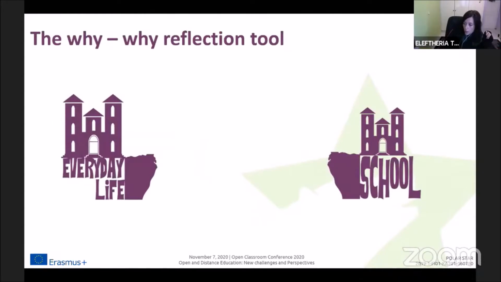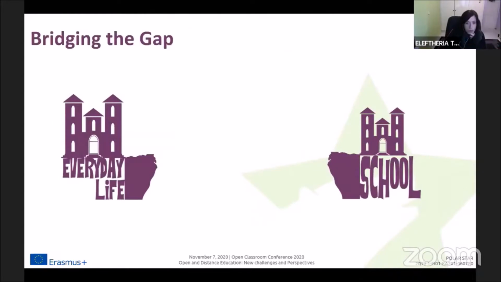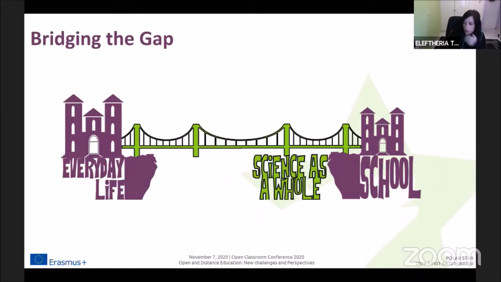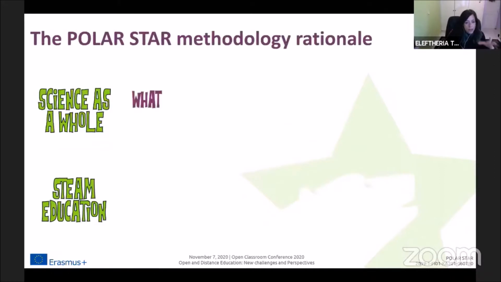So how do we bridge the gap, and how do we tackle all these problems? Well, in Polar Star, we're bridging this gap using a bridge that has two big pillars. One is called science as a whole, which is what this workshop is about. And the other pillar is STEAM education. So our methodology has two big parts. Science as a whole is focusing on what we teach our students, and STEAM education methodology focuses on how.